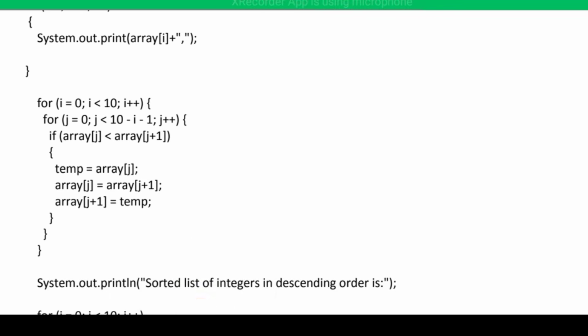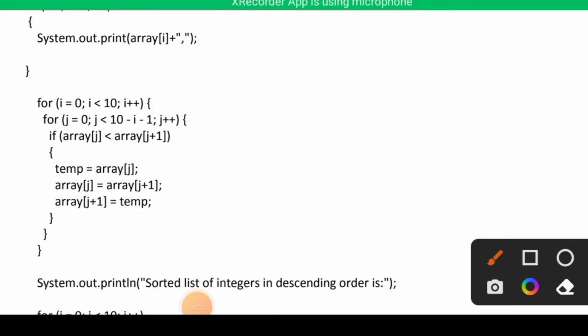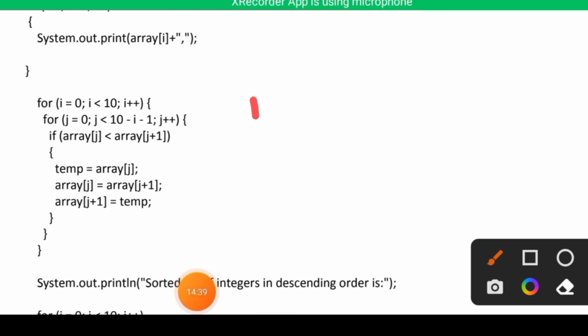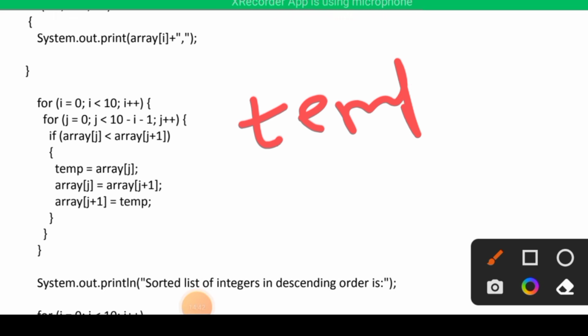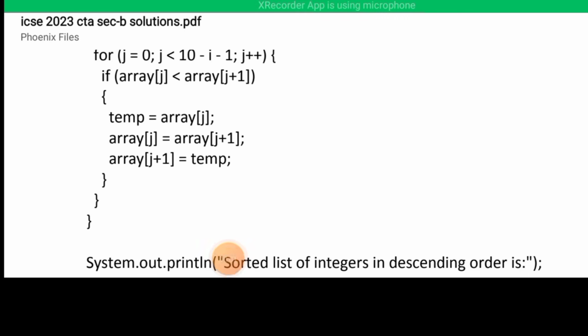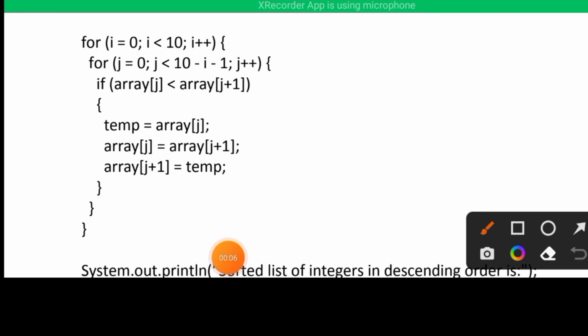We have to see here, when array[j], the first value of the array, is lesser than the value of array[j+1], then what we have to do, we will just shift it. We will have a temporary variable temp where the value will be initialized. Which value will be initialized? The value of array[j] will be stored, only when the condition is true. So the first element of the array will be stored in the temp variable.